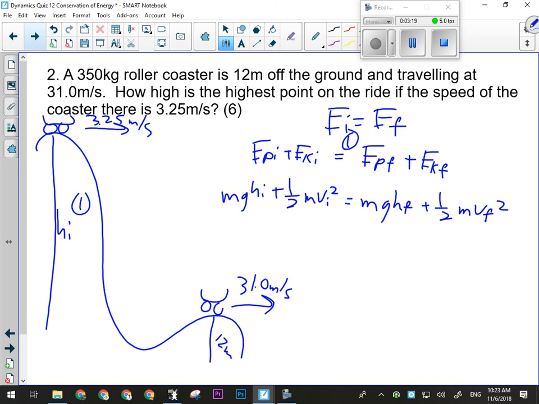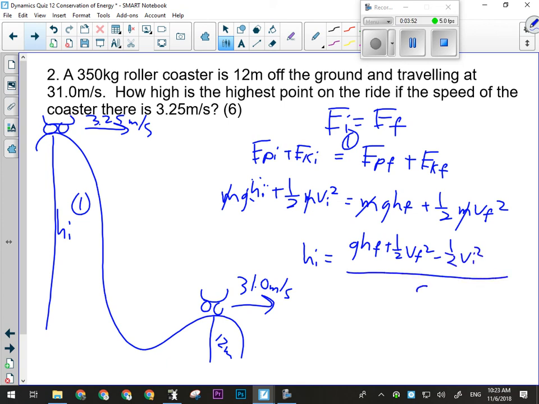At this point, if you wanted to keep m and put in 350 every time there's an m, that's fine. I don't like doing that. I don't need m, so I'm taking it out, so I have less to move around. I'm trying to solve for Hi. So I'm going to move 1/2 vi squared over to this side by subtracting it, and then I'm going to divide both sides by g. So I'll end up with this. The initial height will be g hf plus 1/2 vf squared minus 1/2 vi squared, divided by g.